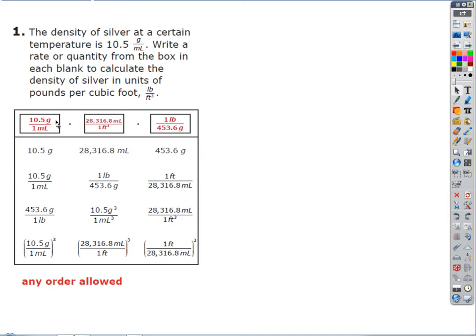So we start obviously with that, okay, and then we're going to have to multiply one where we have grams on the bottom and pounds on the top. Then we have to do one where we have milliliters on the top and cubic feet on the bottom, right? So I mean, that's no big deal.